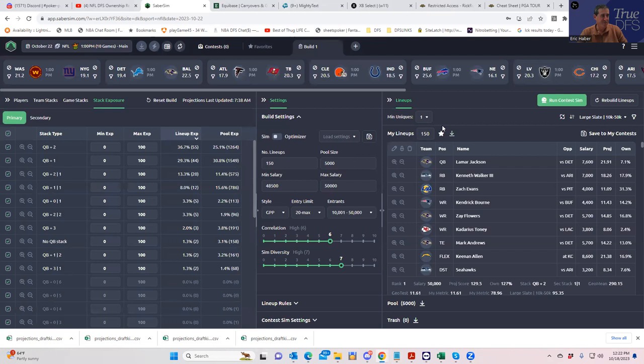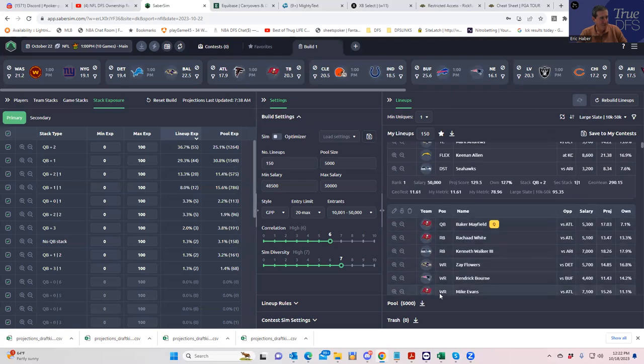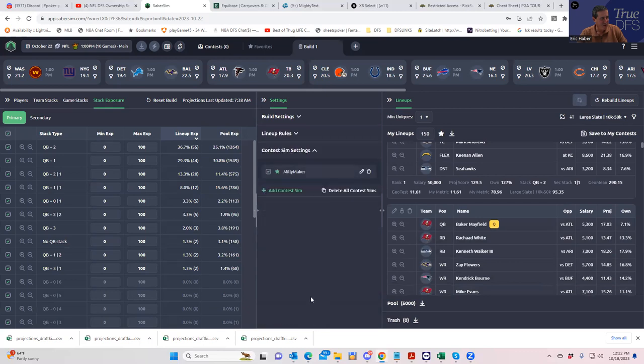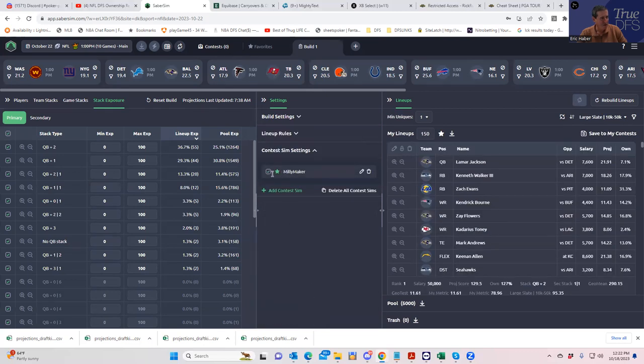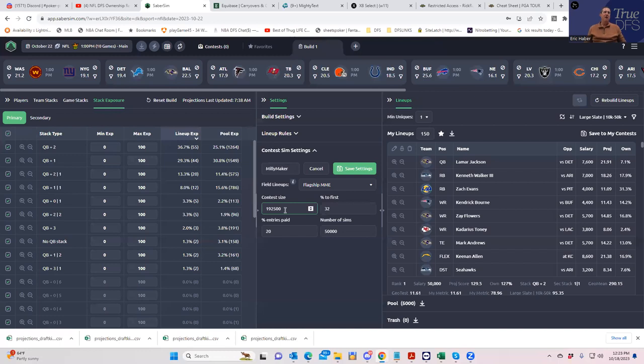One thing you could do, we could do this now or later, is change the min uniques from min uniques 1 to min uniques 2. Just give yourself a couple more outs. But what we're going to do is run the contest sim. And when we do that, I'll remind people of the settings I used for this. I already did this in advance, and I put Millie Maker. In the Millie Maker, we put in contest size of 192,500. And then 32% for first, 20% of the entries paid, and we are running the full 50,000 sims.